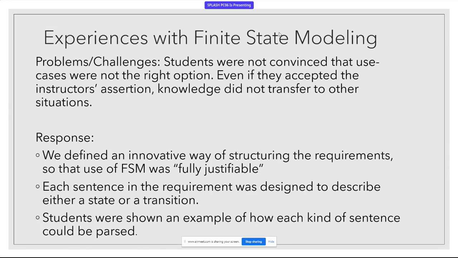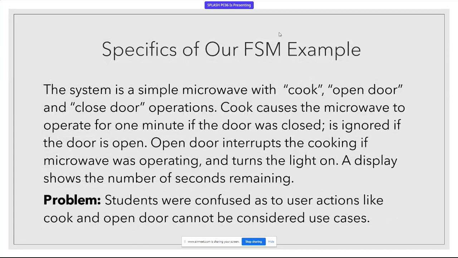But what we do is, as in the use case modeling approach, we have the requirements written in a very structured way that helps them see the states and events more clearly than if it were written in a very loose manner. And we have ways in which each statement in the problem description is translated into a state or a state transition. So here is a concrete example.